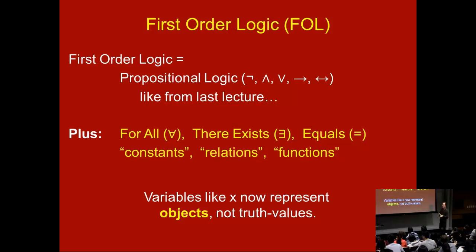One very important thing to say is this also has variables. But in propositional logic, variables stood for things that could be true or false. Okay, their values were true or false. That's not the case in first-order logic. In first-order logic, a variable x stands for an object, some kind of mathematical object. Or if you're doing just non-mathematical logic, it stands for some object in the world.